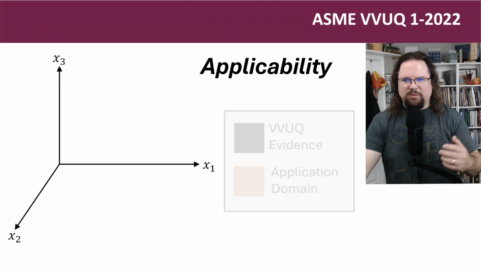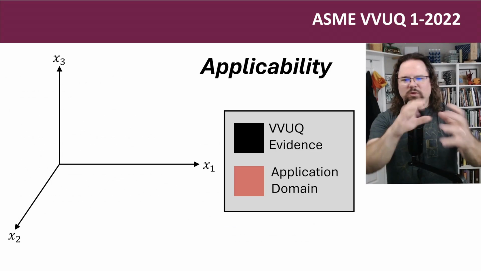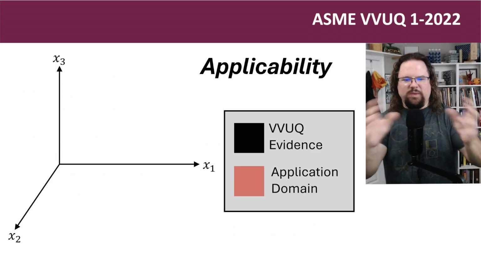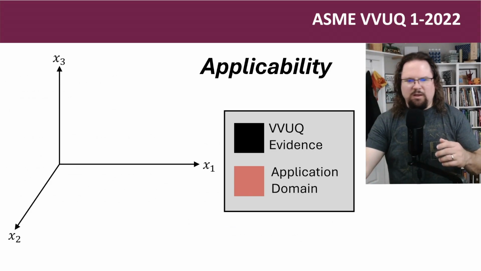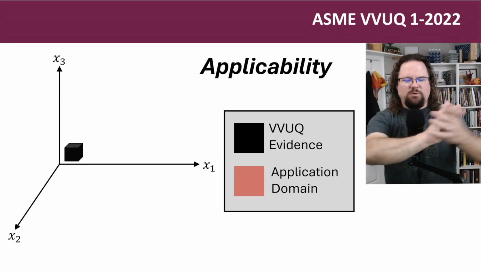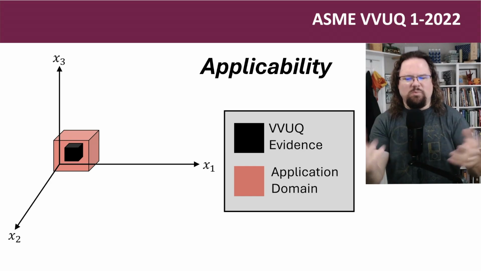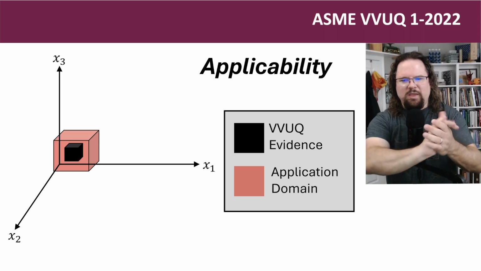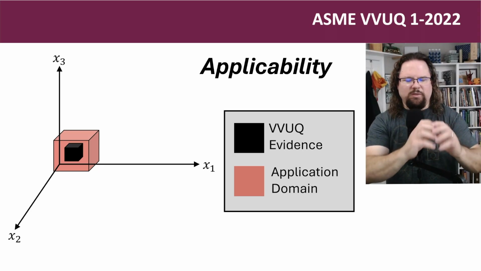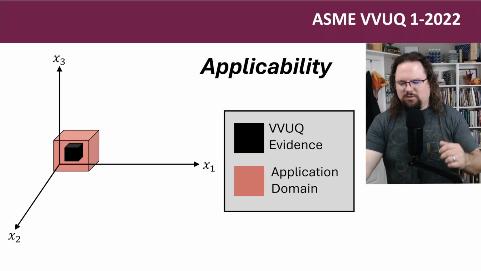I think visually applicability is easier to understand. So applicability is just, hey, we've got two kinds of domains in our space. We've got some X1, X2, X3 space that we're working in. We've got all of our VVUQ data in one little corner of the space, and now we've got the pink square, which will be this application domain. That's where we want to apply the model. And here we have decent overlap. The VVUQ evidence is really close to where we want to apply the model. Great, awesome. So we would say the applicability there, hey, it looks good.